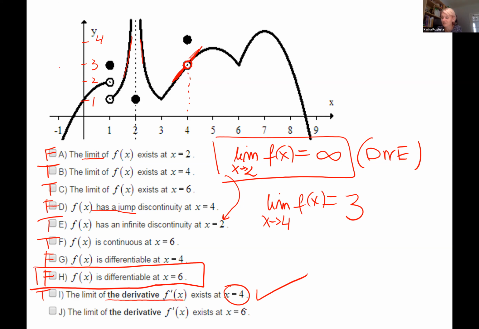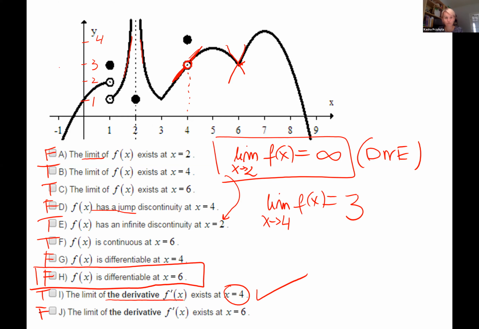But what do you think at 6? At 6, at that sharp corner, we don't have a derivative, right? But we do have a derivative on the left and on the right hand side. I can draw a tangent on this side and on that side. Do you think both of them have the same slope? Do they behave the same? They have completely opposite slopes. That means this is false.